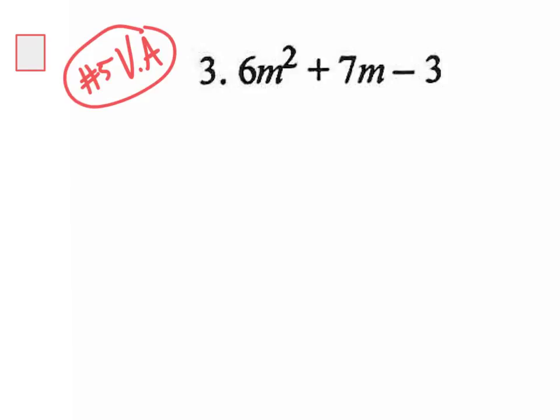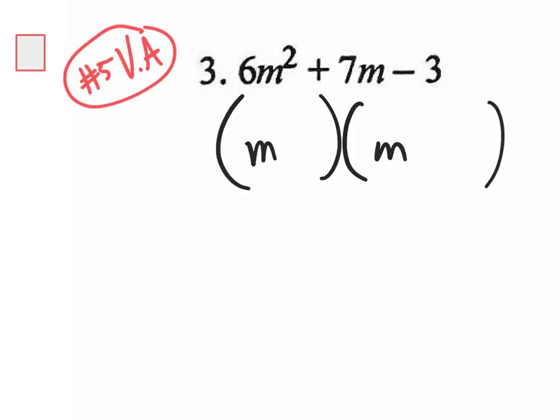So we're on number 3 version B, which is number 5 on version A. And as you can see, guys, there's a 6 right here in front. What that means is I cannot do this, m times m. I can't. Because m times m is m squared, not 6m squared. Okay? So this is not going to work for us. We cannot think what times what is negative 3, that if we add together 7, it just doesn't work that way. Because there's a 6 right here, we have to follow the steps.